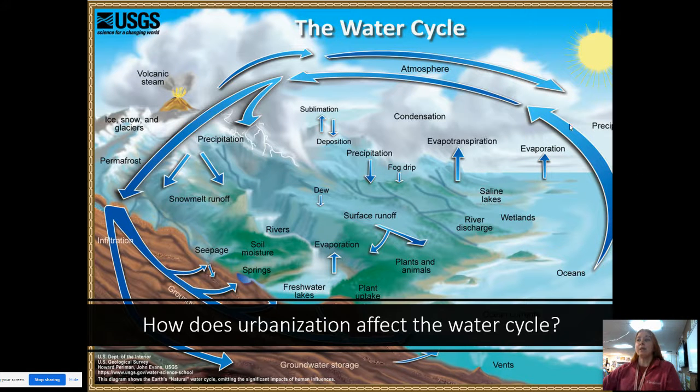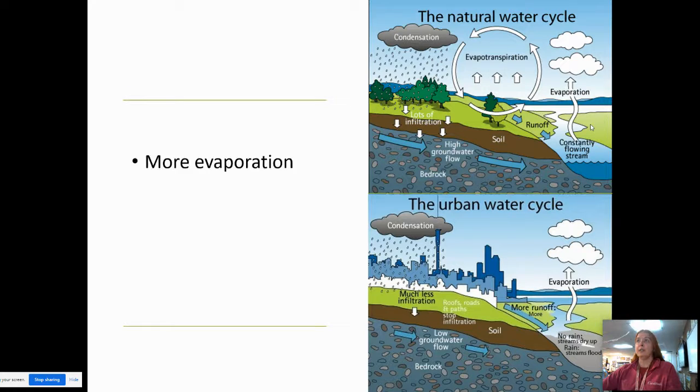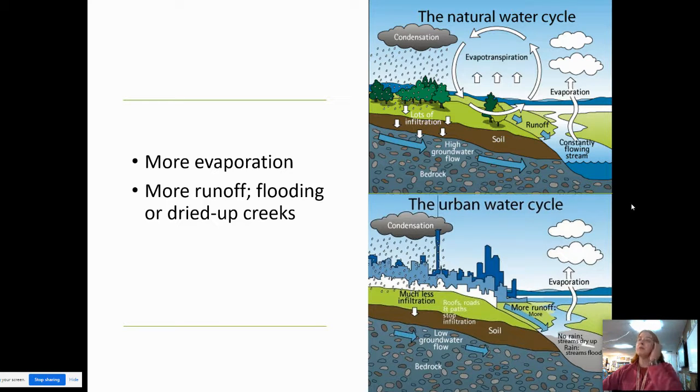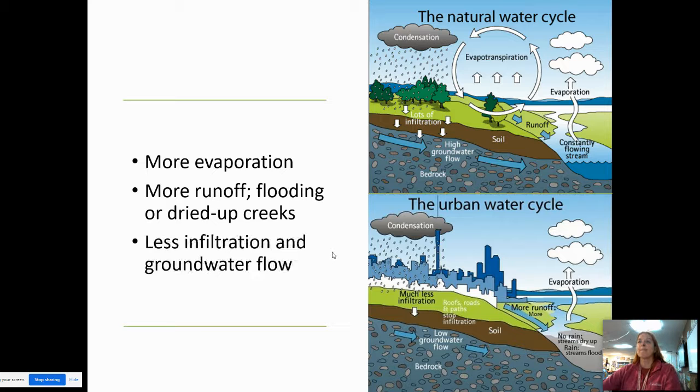How does urbanization affect the water cycle? So more evaporation happens. So here's your natural water cycle. But then in the urban water cycle, you have much less infiltration, more runoff, way more evaporation is happening because there's nothing, the streams have dried up. So more evaporation, more runoff, flooding, or dried up creeks. Less infiltration and groundwater flow because there's a city there.